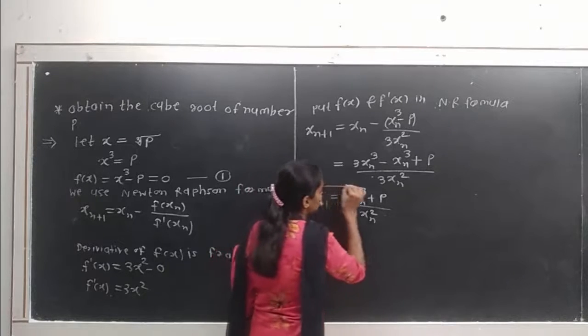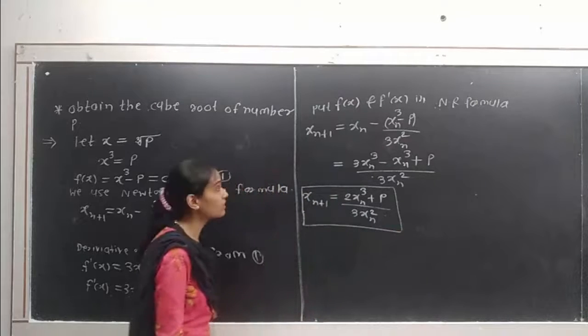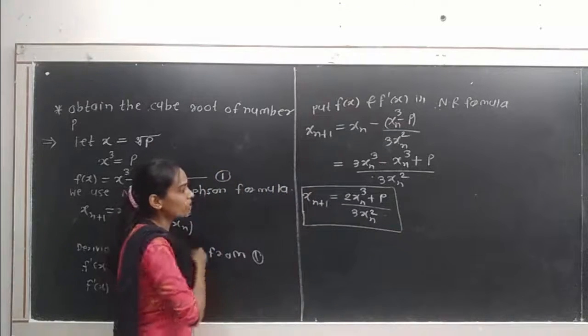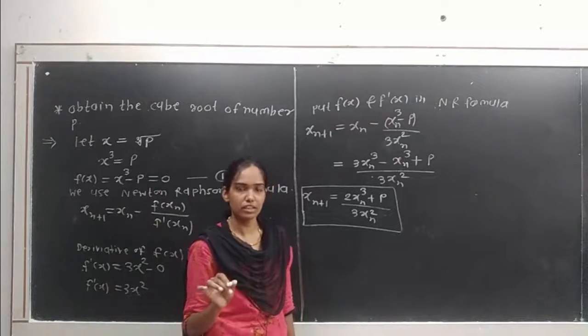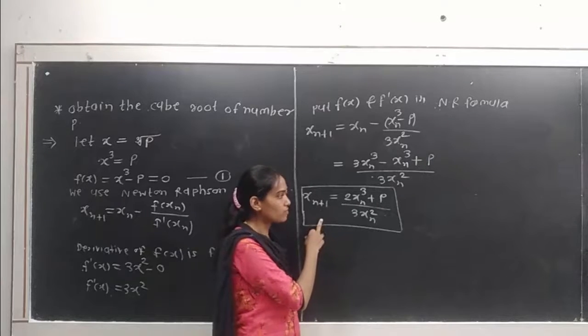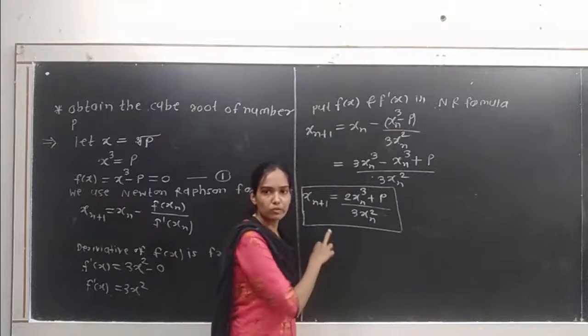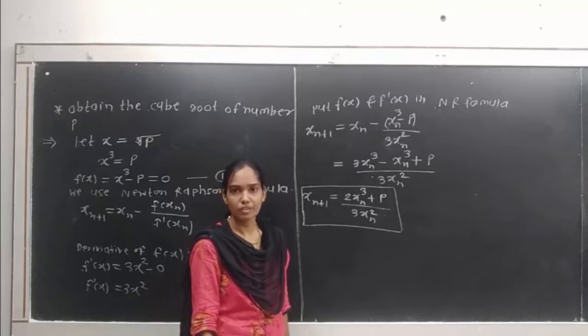So this is the formula for finding the cube root of number p. If any number p is given, then by using this formula, that is the Newton-Raphson formula, we can easily find the cube root of any number p.